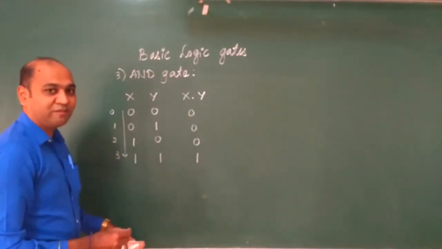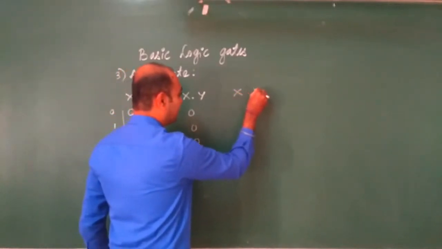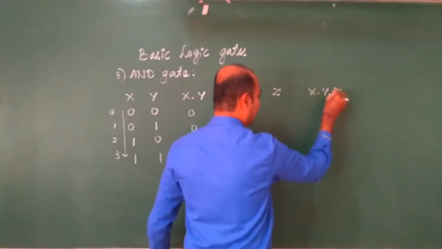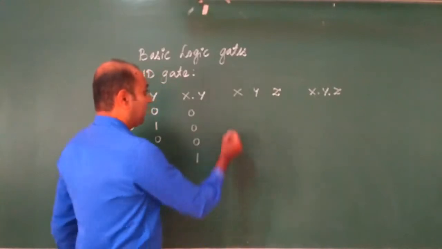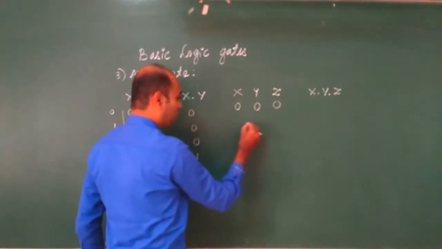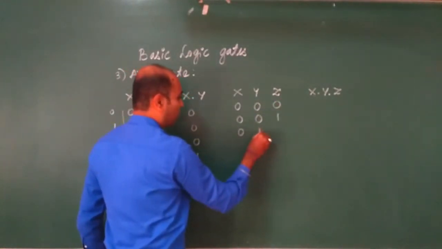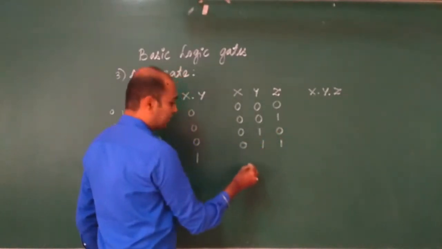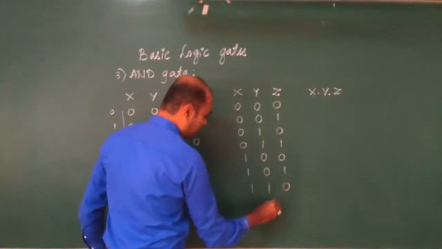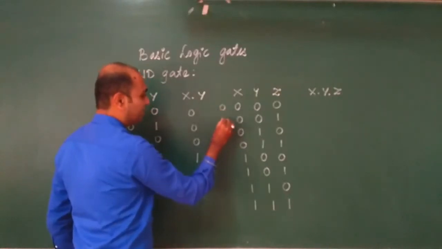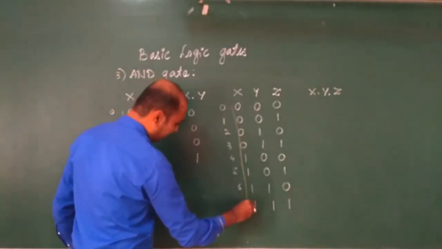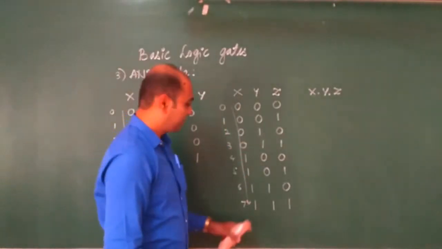Let us continue with three variable truth table. Here we will write x, y, and z, and after that we will write x dot y dot z, that is x and y and z. Here we are going to write the values of the variable x, y, z as 0, 0, 0, 0, 0, 1, 0, 1, 0, 0, 1, 1. Then we will write 1, 0, 0, 1, 0, 1, 1, 1, 0, then 1, 1, 1. Here you can see it is 0, 1, 2, 3, 4, 5, 6, and it represents 7 in an increasing order. Yes. So what is the result here?